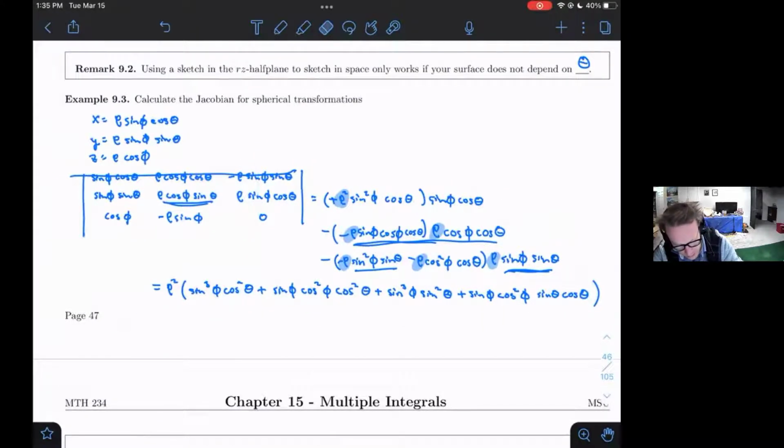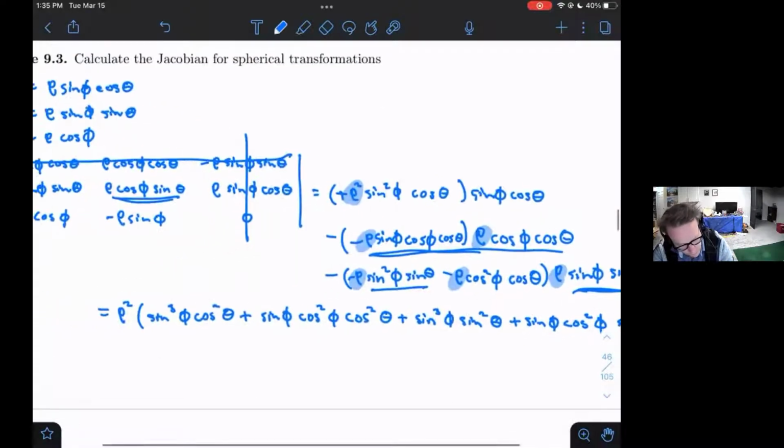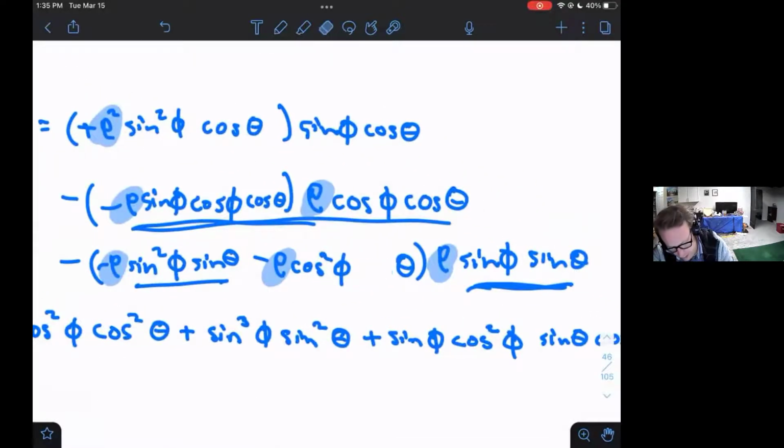So let's go back here. That one didn't come up because we had 0 when I cancel out the second row, it doesn't come up. So just here at the end, when I do this multiplication out, this should be sine of theta.